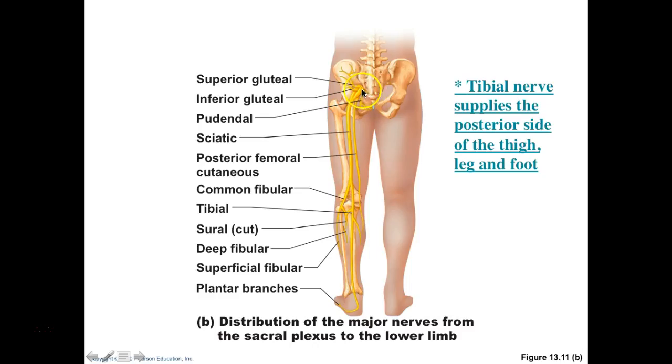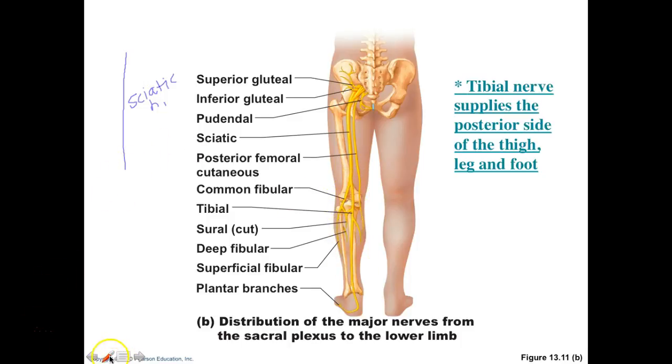So I have this diagram here, but I always feel like it's easier to talk about when you draw it out yourself. So moving on down from your sacral plexus, you have your sciatic nerve. And then what your sciatic nerve does at the level of the knee, you can see it here, it splits into a common fibular nerve and also your tibial nerve.